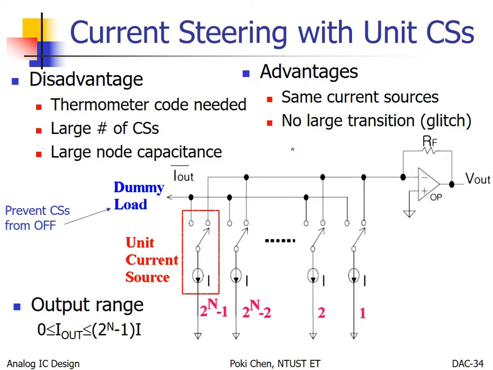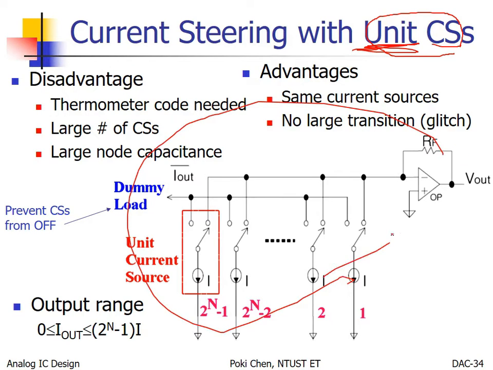If you would like to pursue the best performance, you always need to come back to such unit devices. So here, for the best performance, you need to focus on unit current sources, just like this. For n bits, you will have a total of 2 to the n power minus 1 current sources. Everybody will be the same. Everybody only carries 1 unit of current.